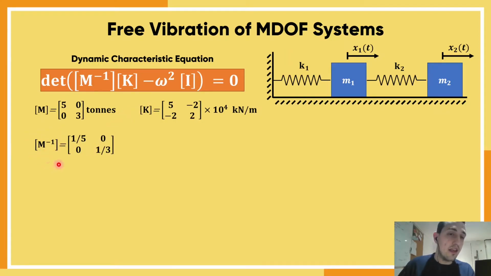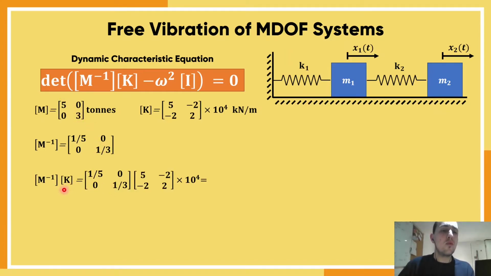And again, the inverse of the mass matrix is just 1 over, in this case, 5, and then in the other term, 1 over 3. And then we're going to do the multiplication of m minus 1 times k.